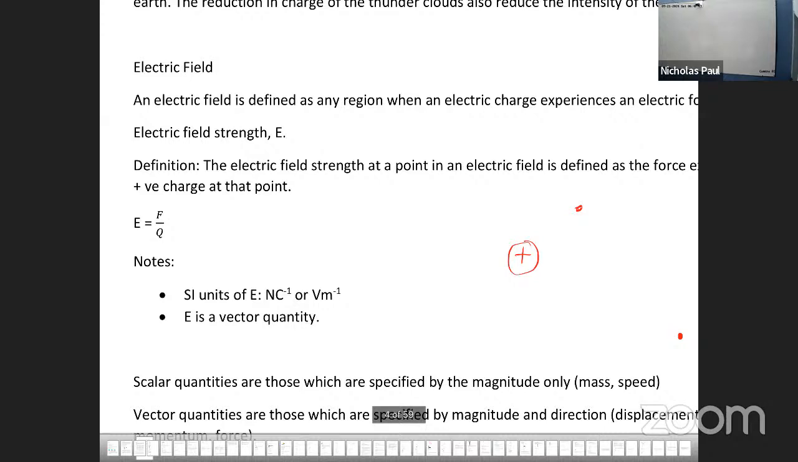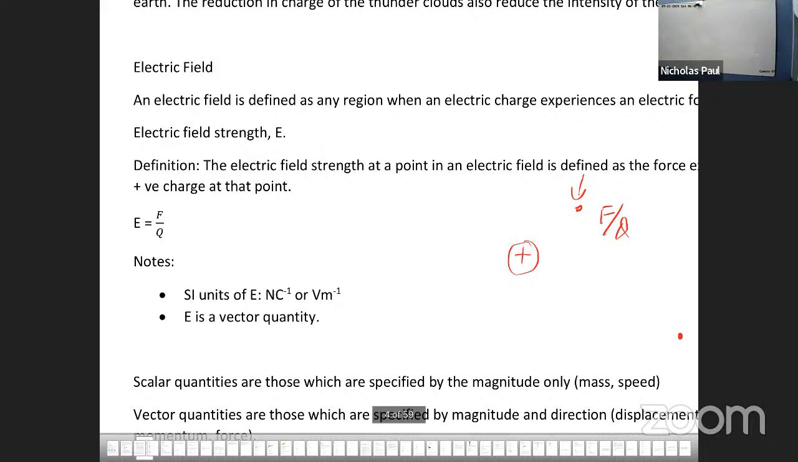In order for us to find the strength of that electric field, what we look at is the force acting per unit charge. So the strength of the electric field at that point is F divided by Q. The force acting per unit charge at that point is the strength of the electric field.